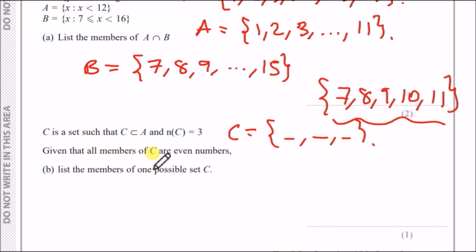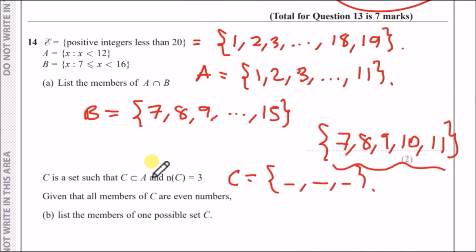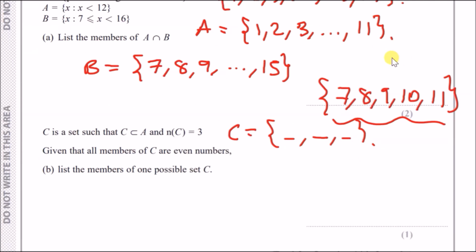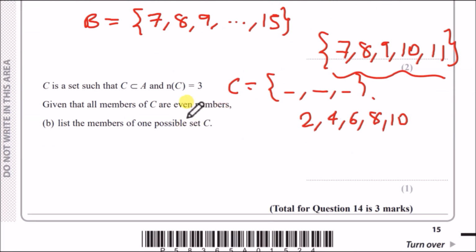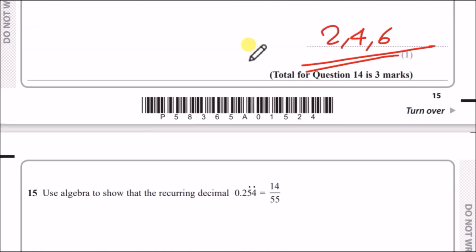Now, given that all members of C are even numbers, and C is a subset of A, it could possibly be 2, 4, 6, 8, or 10. So let's write it down. It's only going to be 3 of them. List the members of one possible set of C. Okay, cool. It's actually not bad. You just pick any 3 even numbers. So let's just say 2, 4, 6. Yeah, and that's it. Nothing to it.